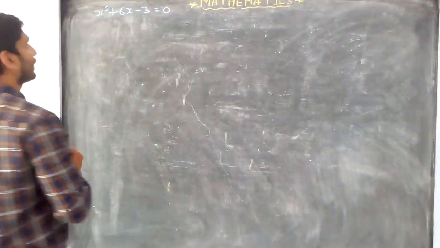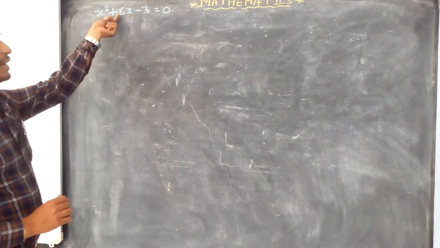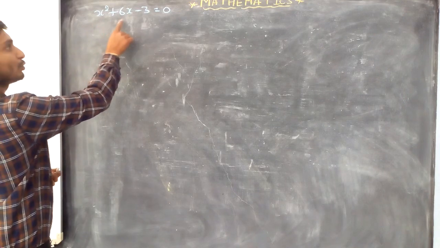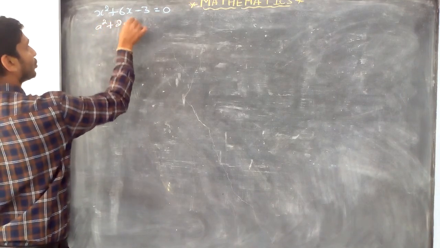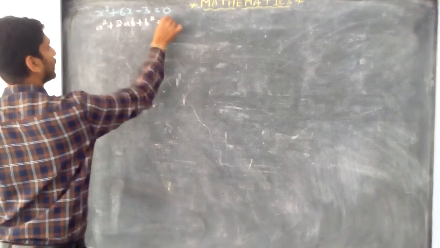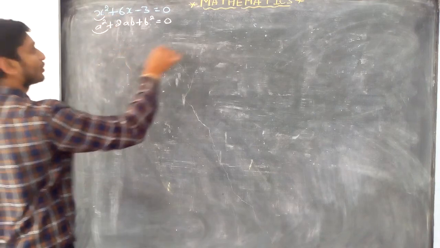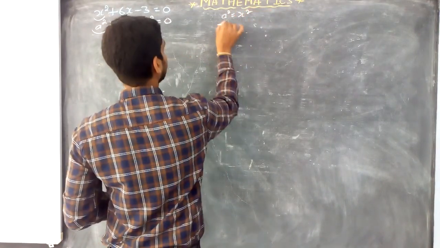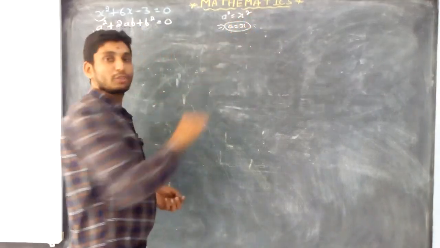What should I compare with? That is very important. With 6x, what is that? Plus. That's why we have to compare with a square plus 2ab plus b square equals 0. Now see, in the place of a square, x square is there, which implies a is equal to x. Powers are same, means bases must be same.